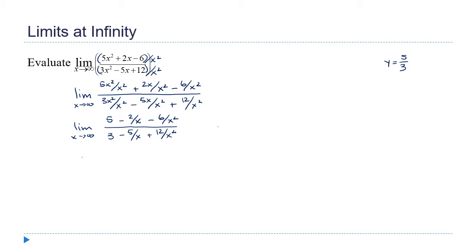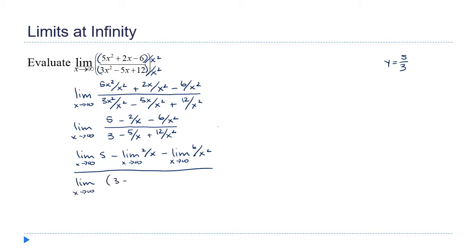Where are we going to go from here? We're going to use our limit properties. We're going to take the limit of the numerator divided by the limit of the denominator, and then we're going to take the limit of each of the individual parts. So just so you can see what I'm talking about, I'll write this out for the numerator, and then we'll just put the denominator in from there. This is the limit as x approaches infinity of 5 minus the limit as x approaches infinity of 2 over x minus the limit as x approaches infinity of 6 over x squared. And I do have to write something here, so I'm just going to write the whole thing: the limit as x approaches infinity of 3 minus 5 over x plus 12 over x squared.